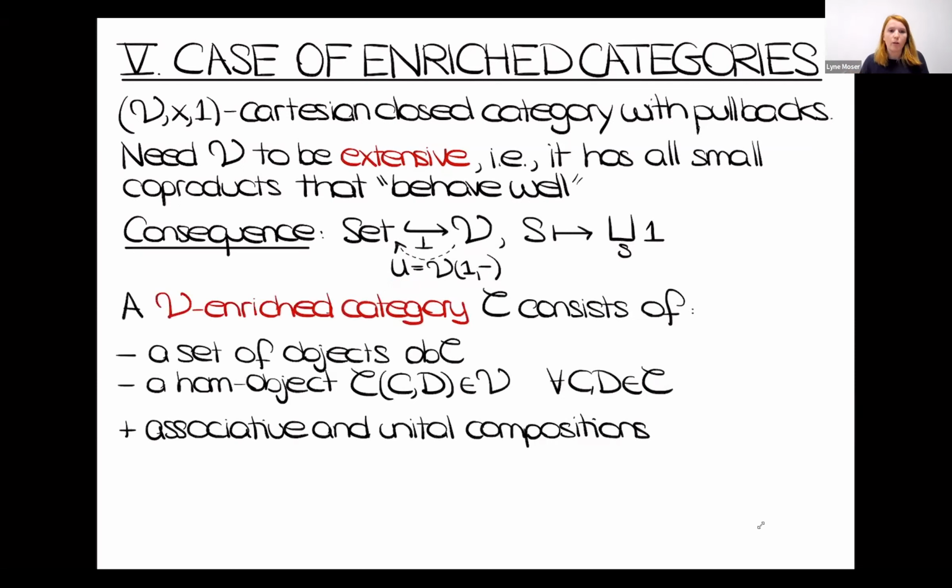Okay, so what's a V-enriched category? A V-enriched category C consists of a set of objects again, but then the morphisms form objects of V. So I have a hom object in V for each pair of objects in my category. And again, I have associative and unital compositions, and these are all formulated inside of the category V itself.